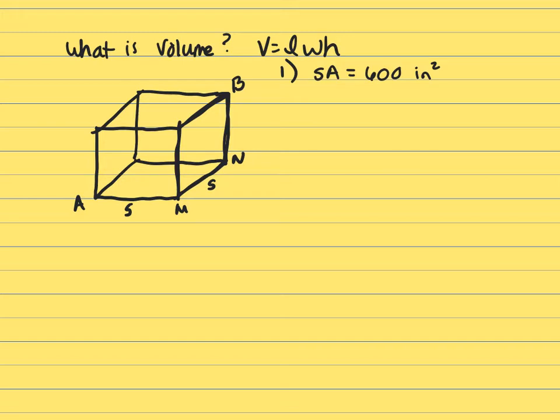And the area of each one, since it's a cube, I've labeled the sides S. So the area of one face is S squared. And you've got 6 of those. And clue 1 says that's equal to 600. So then you could solve this for S.